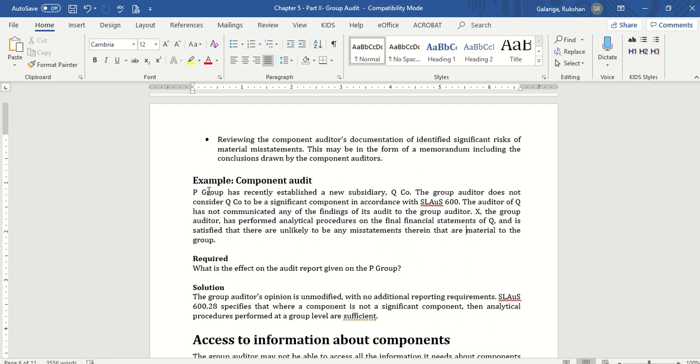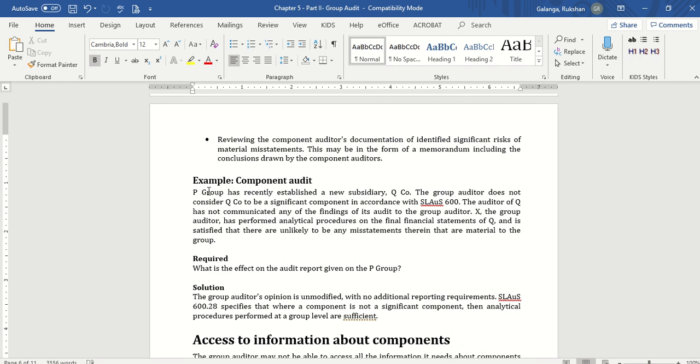Unlikely to be any material misstatement that is material to the group. Yes, I think this is not a significant component. This is another component, a non-significant component. So depending on that, I do some analytical procedures and I'm sure, right, okay, this component financial statement seems to be okay.